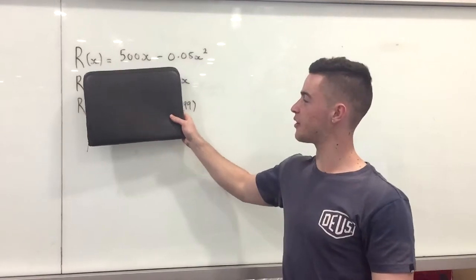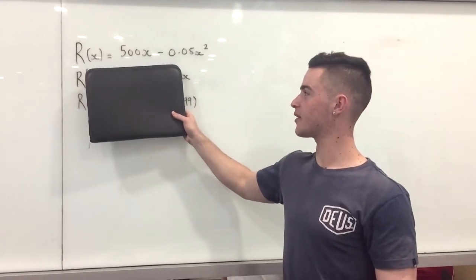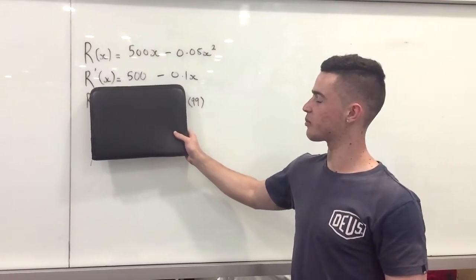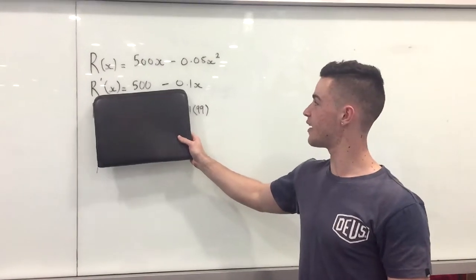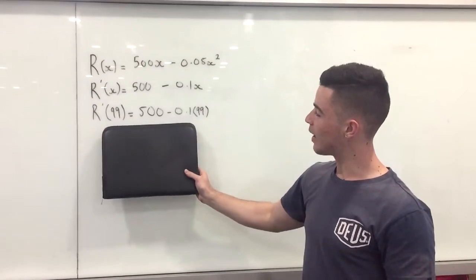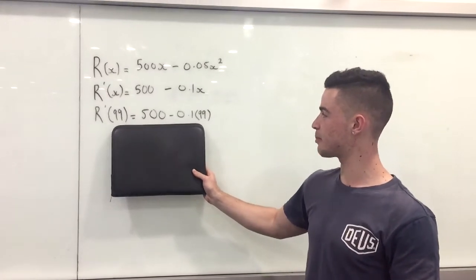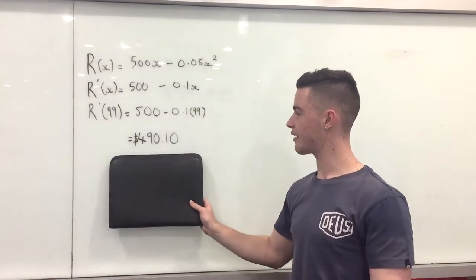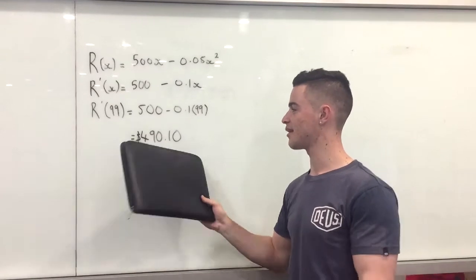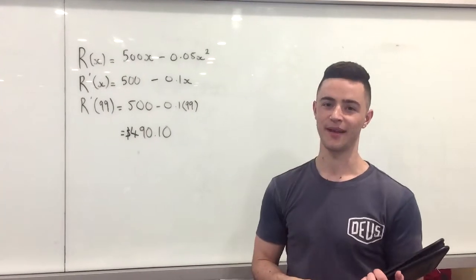Okay, now we've got the revenue function. Once again, I'm going to derive it, and I'm going to get R dash of x, which is the marginal revenue function, 500 minus 0.1x. Now, once again, I'm going to sub in 99, and I'll get the equation 500 minus 0.1 times 99, and I'll get $490.10. Now, Rex, please explain, what does that mean?